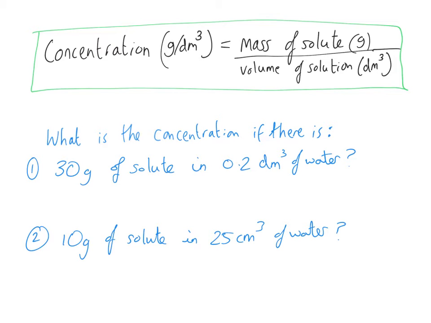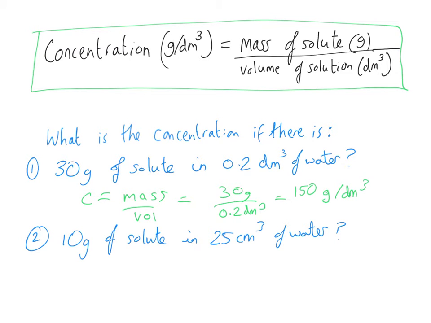And so the concentration is mass divided by volume, and the mass is 30 grams and the volume is 0.2 decimeters cubed, and so the answer is 30 divided by 0.2, which is 150, and we mustn't forget the units of grams per cubic decimeter.